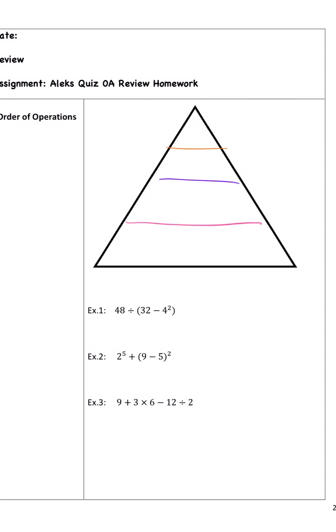So what you're going to do is fill in this triangle, and then what you're going to do is simplify these three expressions. Hit pause, see if you can remember those things, and let's see how you do. So you're going to hit pause, do these problems, then push play and see if you understand them. Okay, good luck.